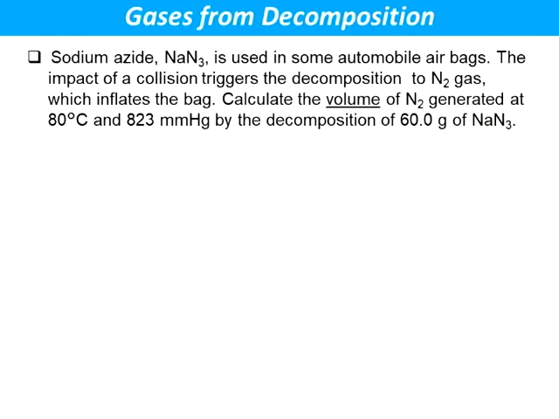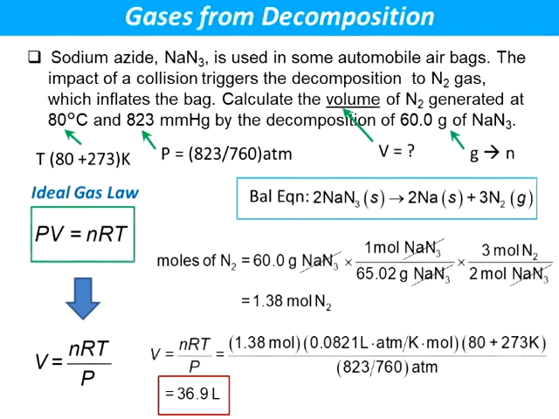Let's do another problem. Sodium azide is used in some automobile airbags. The impact of collision triggers the decomposition to nitrogen gas, which inflates the bag. Calculate the volume of nitrogen generated at 80 degrees C and 283 millimeters of mercury by decomposition of 60 grams of sodium azide.